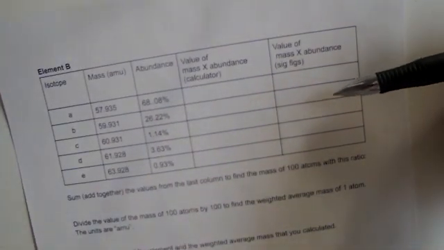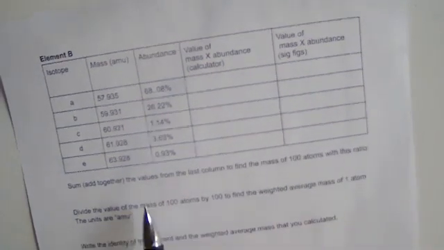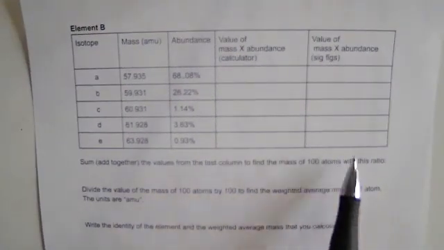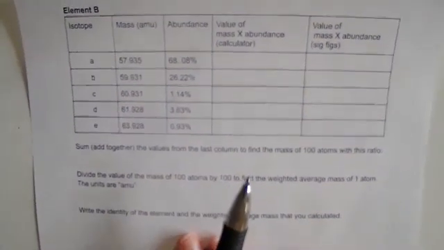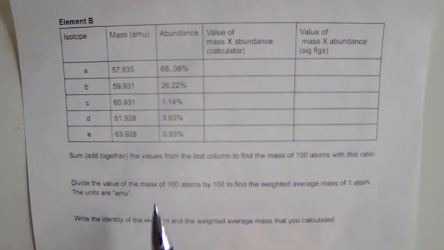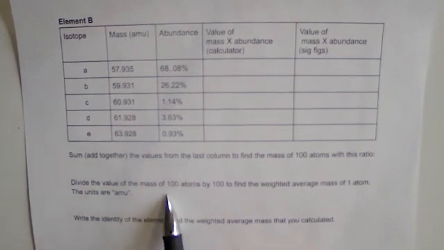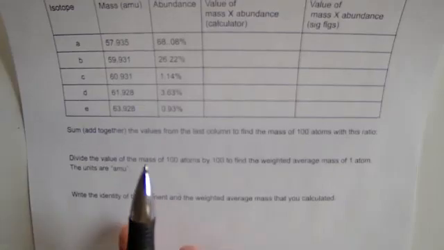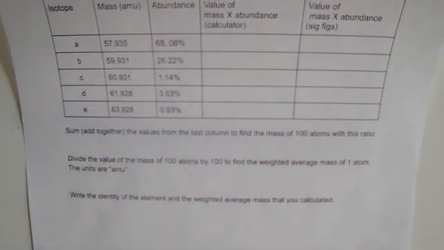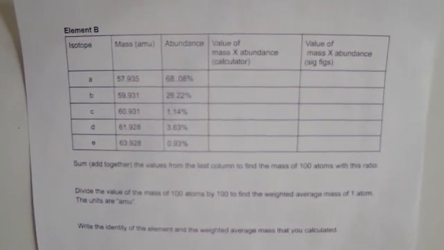Then you're going to add together these values and come up with a sum that is the mass of 100 atoms if we were to have an element that had isotopes in this ratio. Then we're going to divide that by 100 to find the mass of just one atom, okay? Remembering that the units are AMU. And then lastly, go to the periodic table to identify the element and write the average weighted atomic mass that you calculated. I'm going to pause the video and you can go ahead and do that work.